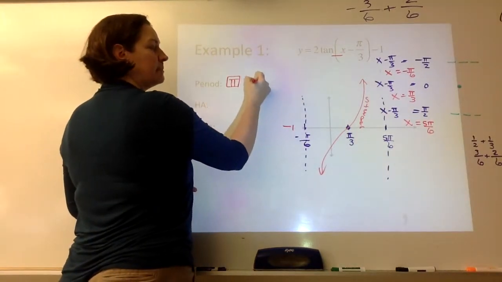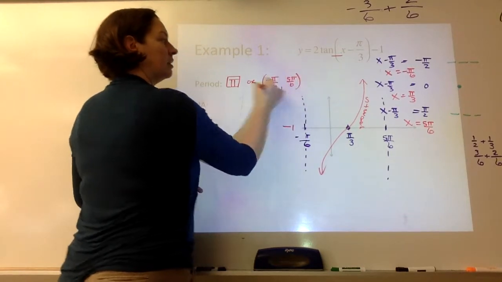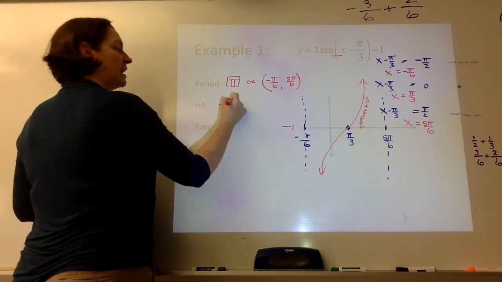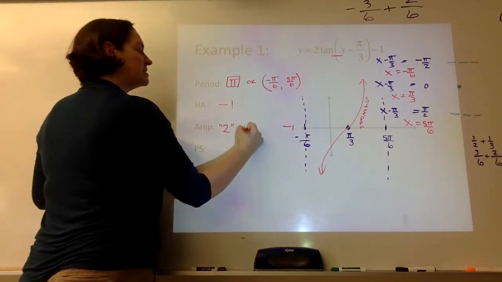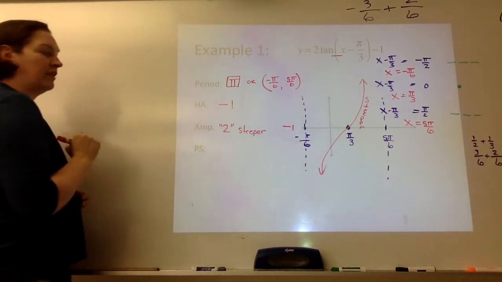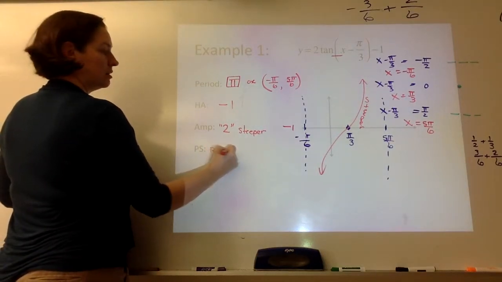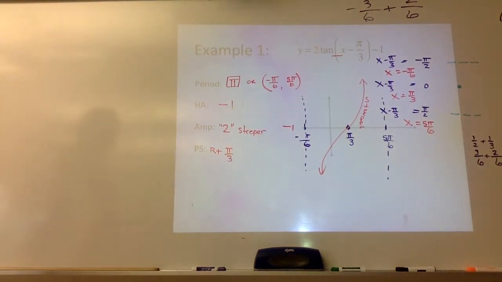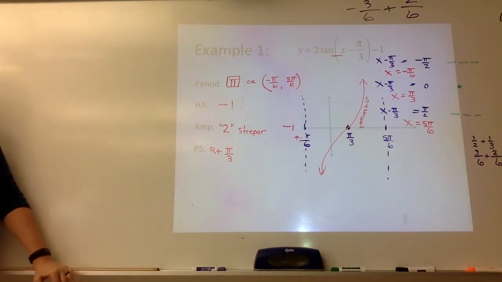I would also accept if you told me it starts here and it ends here. Give me the starting and ending values. My horizontal asymptote is at negative 1. My amplitude technically is 2, which makes it steeper. We talked about that graphically. And my phase shift is the fact that it went, right, pi over 3. Why did that not happen? This is supposed to be a positive. Nobody told me it's a positive either.